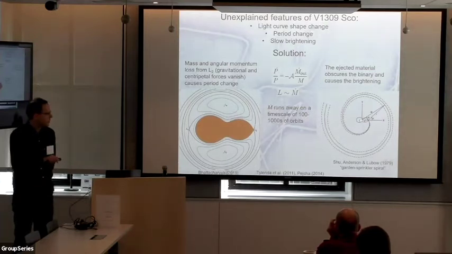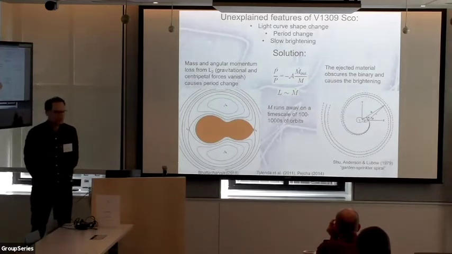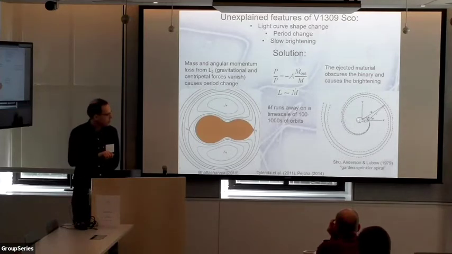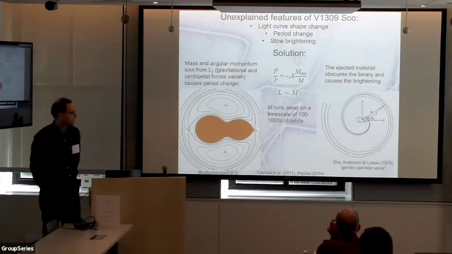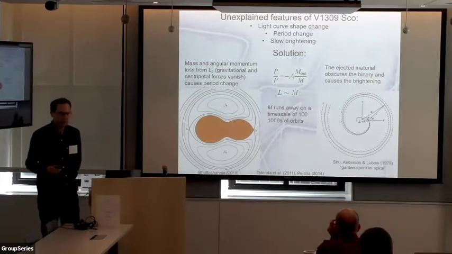As that happened, it started leaking material out of the L2 point, which creates this garden sprinkler spiral that's coming out. This material obscures the binary in the center and eventually causes the brightening. You can see that the material that's coming out does not have the mirror symmetry with respect to the binary axis, so there is already some indication that we could do something interesting there. This model has an advantage that it gives a very precise relation between the directly observed orbital period and the mass loss rate that's coming out of the binary that we could potentially infer.